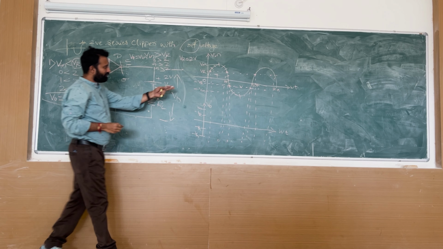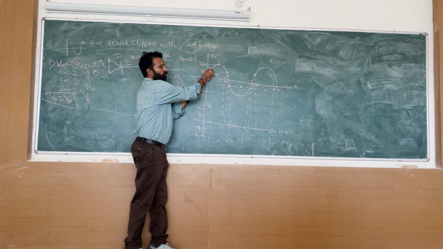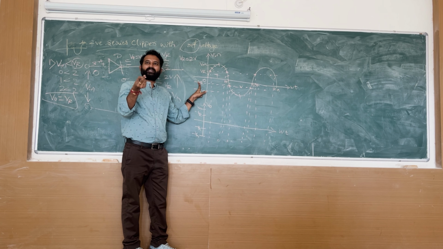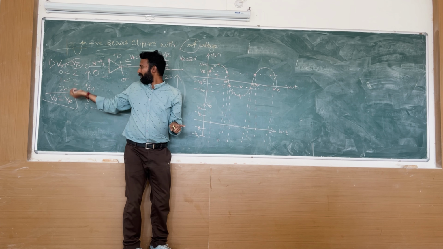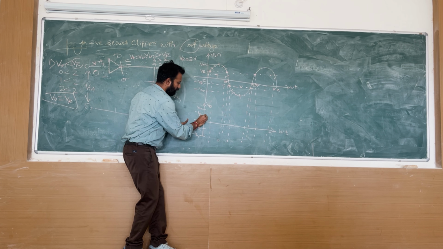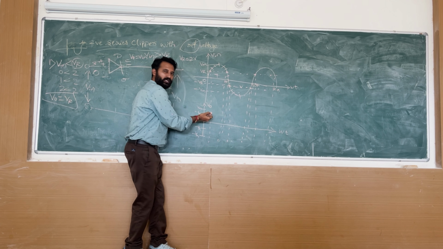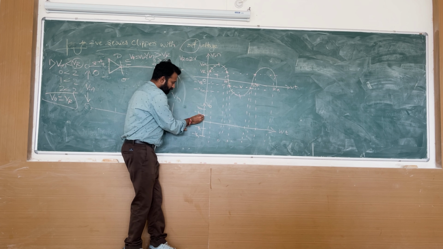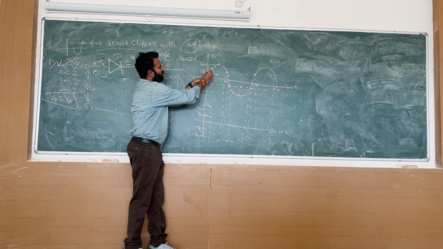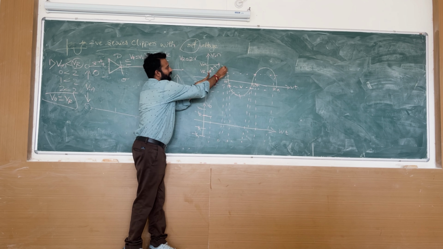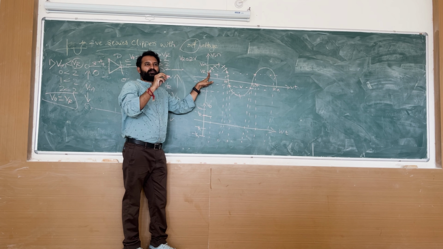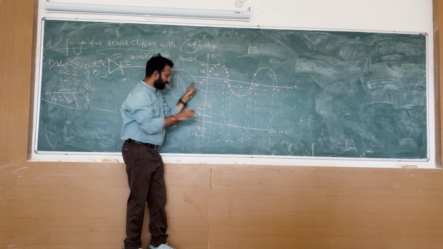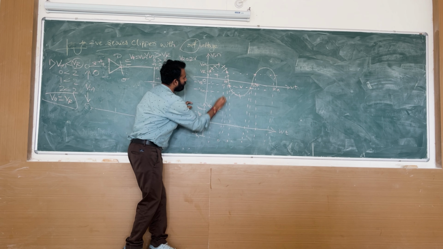So based on this diagram, my input is 0, 1, 2. What is your output? VR. For 0, VR; for 1, VR; for 2, VR. So join this. Now my input becomes 3, 4, 5. What is your output? It is 3, 4, 5, then 5, 4, 3. 3, 4, 5, up to here.